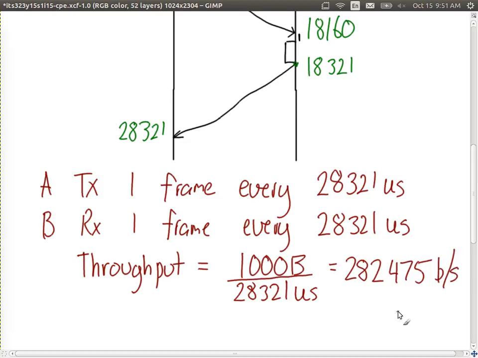Correct, 282,475 bits per second. Is it better or worse than the previous example? Much worse. In the previous case, we had about 960,000 bits per second. Now we get 280,000 bits per second, or an efficiency of about 28%.